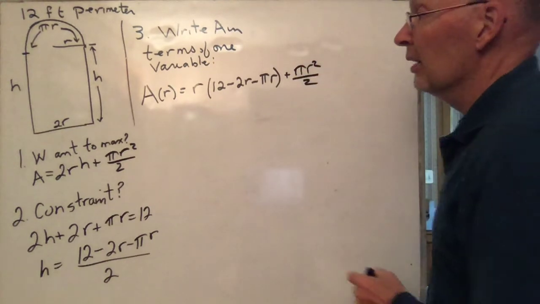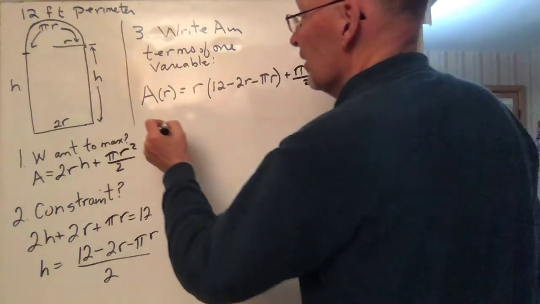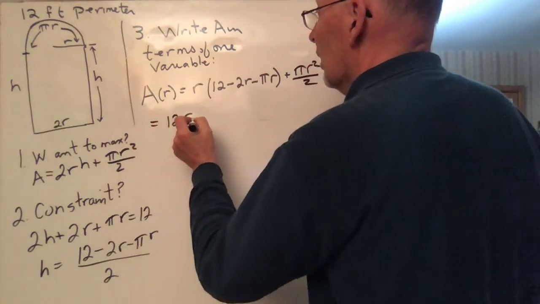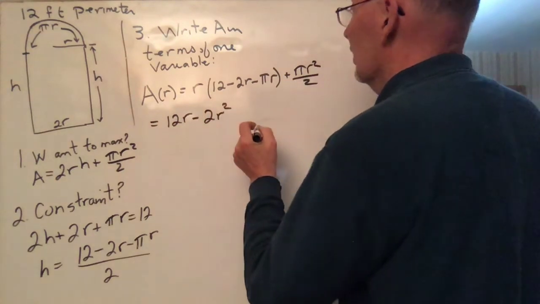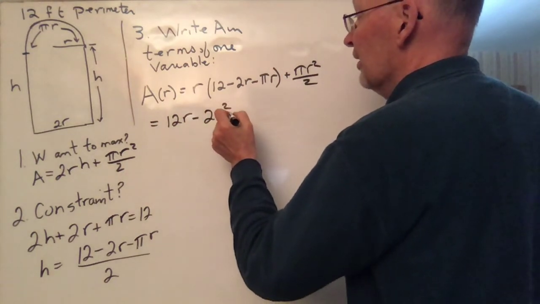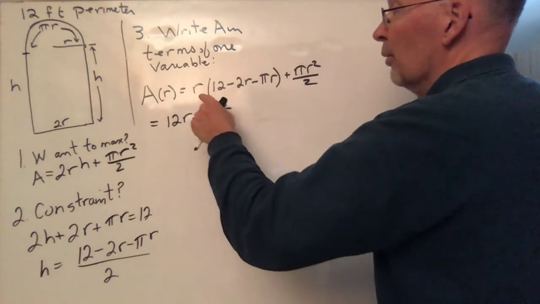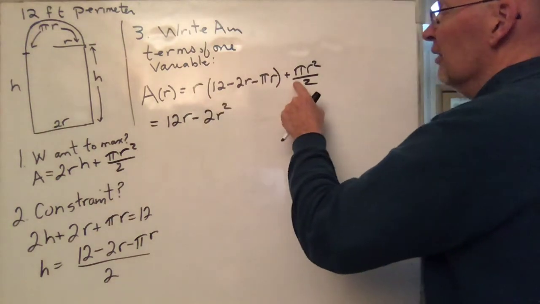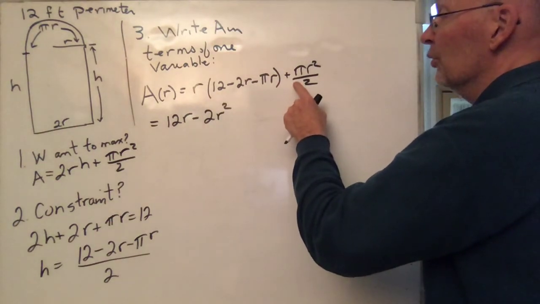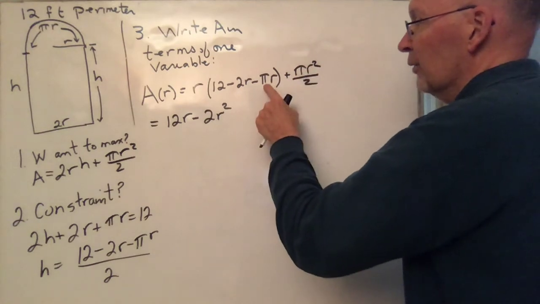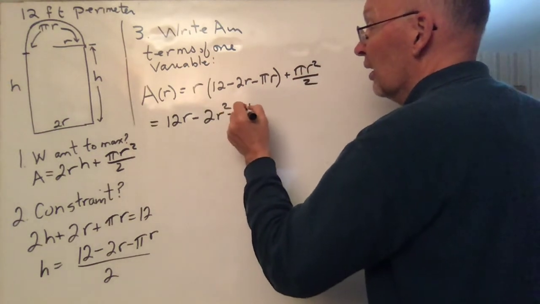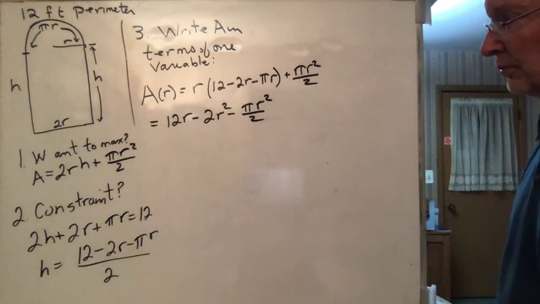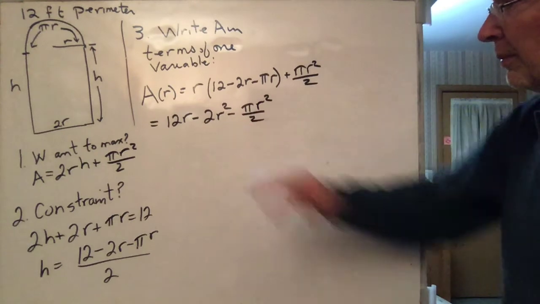Okay, so now let's go ahead and simplify this if we can. We're going to get 12r minus 2r squared minus, can I do a couple things at once? Here, notice this is going to be a negative pi r squared. Then here I have a positive pi r squared over 2. So if I take this one and add it in with this one, I'm going to just get a negative pi r squared over 2. So there it is, all in terms of just one variable.